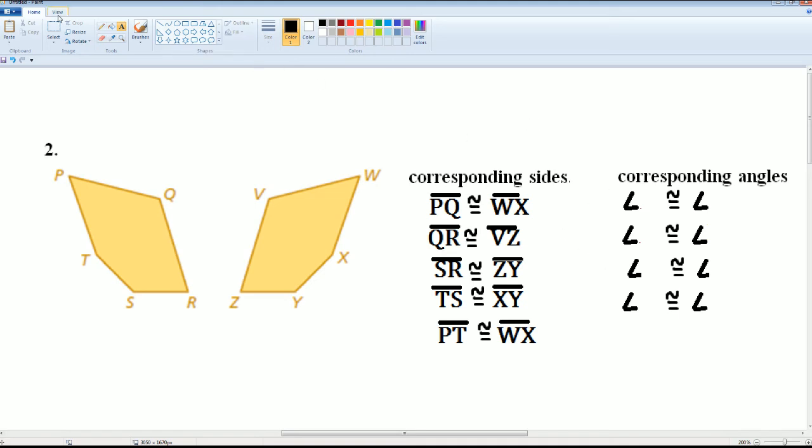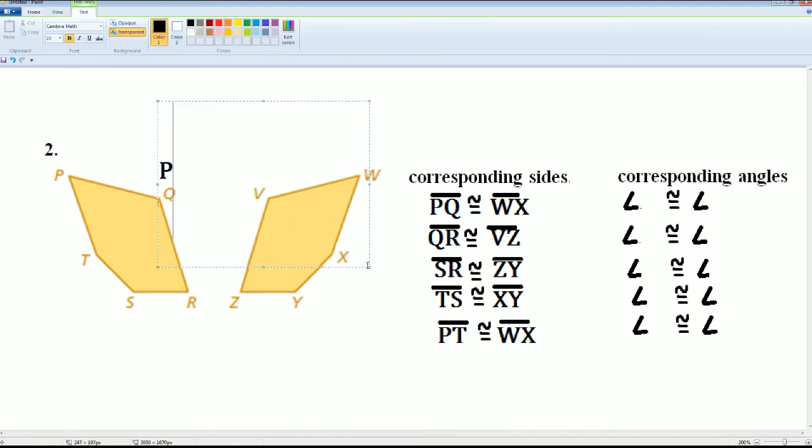Angles. Oh, we need one more here because there are 5 different angles. Okay, so that's for another one. The first one, P matches up with W. Do you see how they're both corners? Good. Okay. If you notice, this is almost like a reflection over the vertical line. So P and W matches.